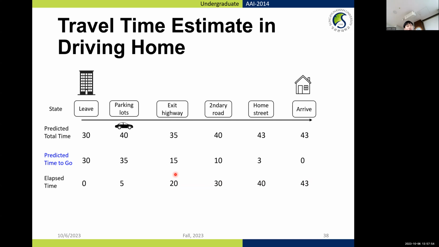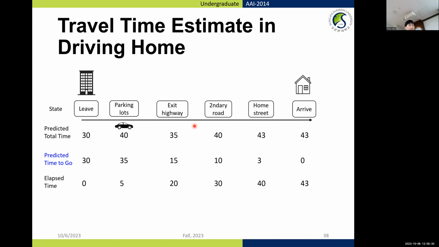So the elapsed time, we can see the time spent on each state transition, right? Which can serve as a reward. For example, from leave office to the parking lot, it takes 5 minutes. 5 minutes can be the reward for this from state leave to the state parking lot. Then from 5 to 20 is 15 minutes. 15 can be the reward from parking lots to exit highway.